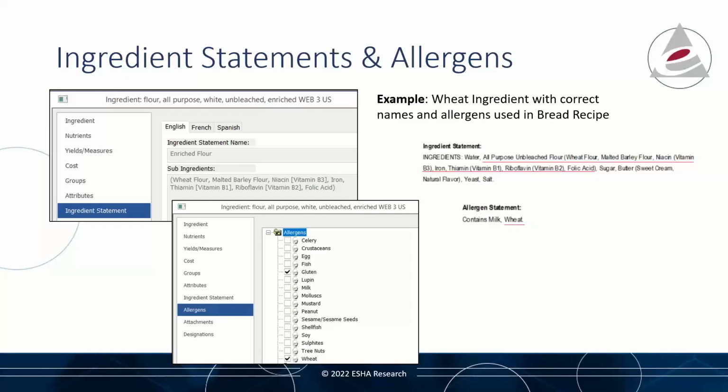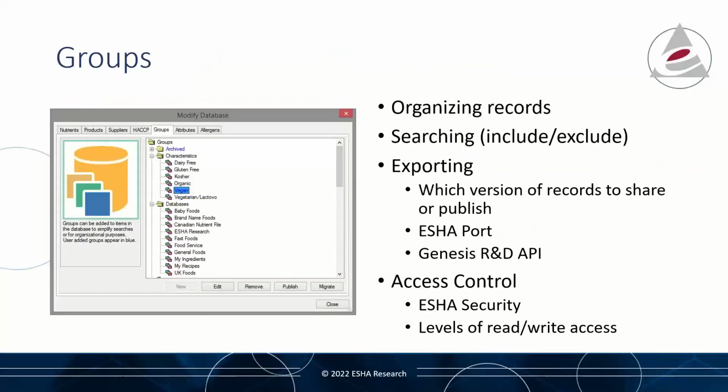So you need to review and indicate the correct allergens to be sure they're marked appropriately for each ingredient and for your final recipes. So start with the ingredient records to mark each ingredient appropriately, but again, then you'll want to review the final statements in the recipe files.